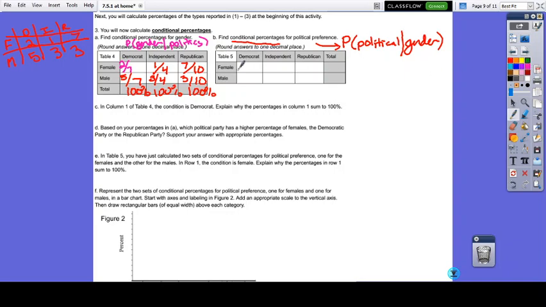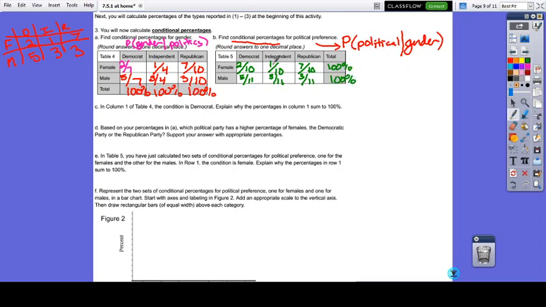Here, I am finding the probability of Democrat given female. I know that there are 10 females, and how many of them are Democrats? That's 2. There are 10 females, and how many of them are independent? There's 1. And there are 10 females, and how many of them are Republican? There's 7. This total adds up to 100%. Do the same thing with the males. I know that there's 11 total, and 5 of them are Democratic out of the 11. 3 are independent out of the 11, and 3 are Republican out of the 11. And that also adds up to 100%.